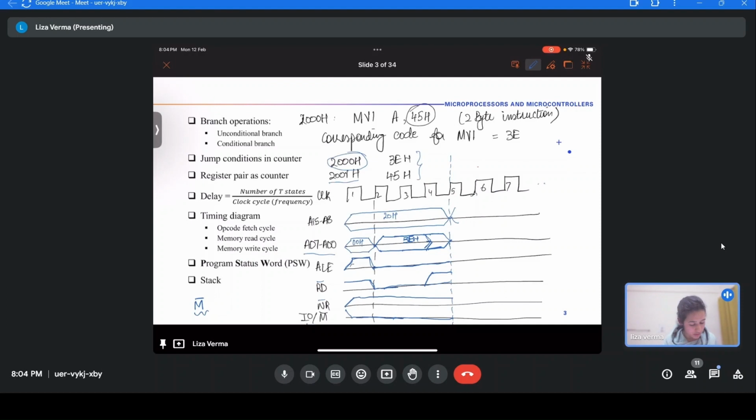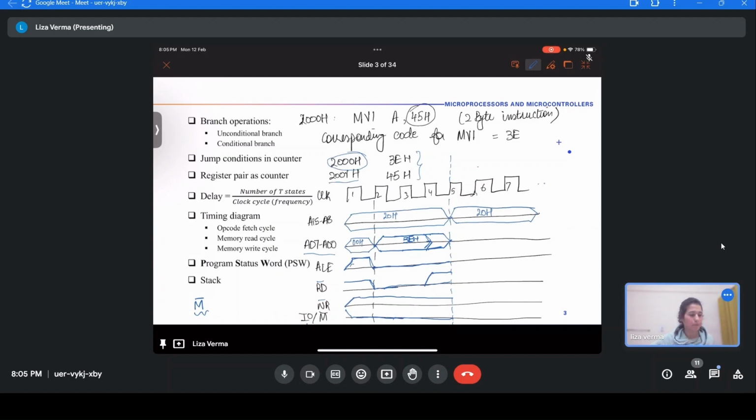What will A15 to A8 get? 2001. It will be the higher order bus, so it will get 20. And for how many T states? The entire next machine cycle. So 20H will be loaded onto A15 to A8.